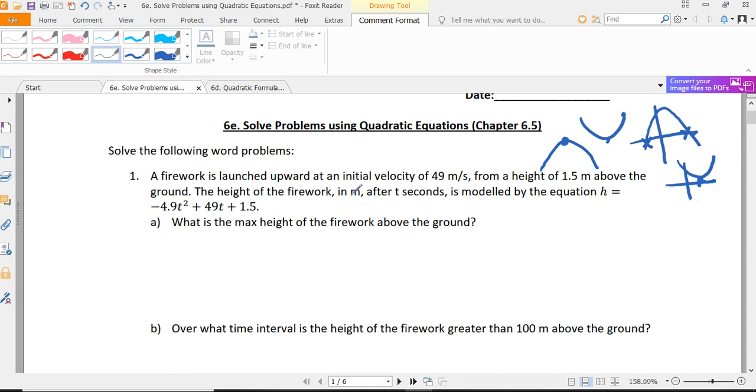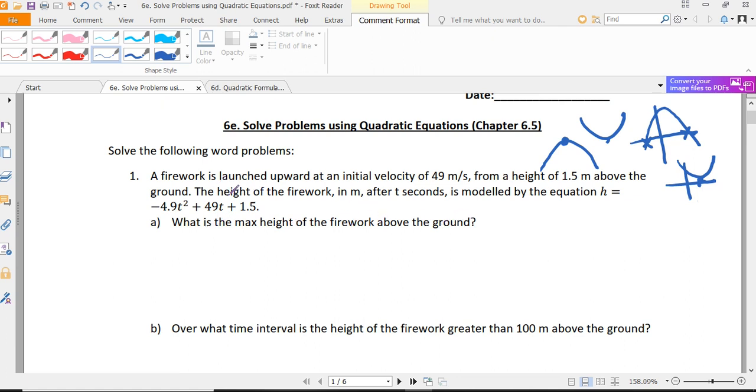So let's go. A firework is launched upward at an initial velocity of 49 meters per second from a height of 1.5 meters above the ground. The height of the firework in meters after t seconds is modeled by this equation. What is the max height of the firework above the ground?